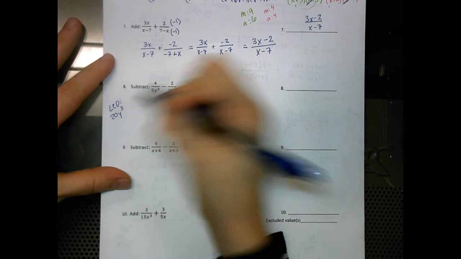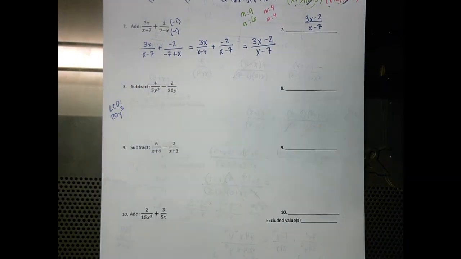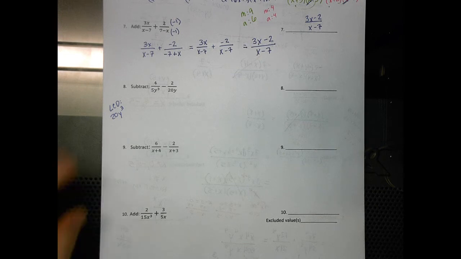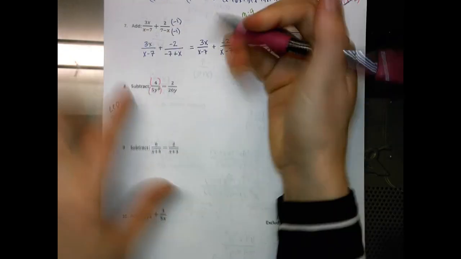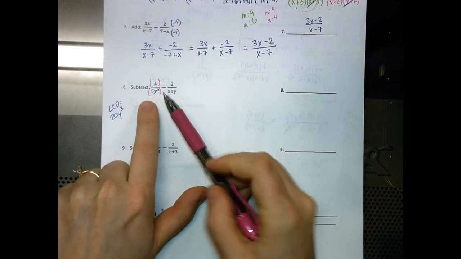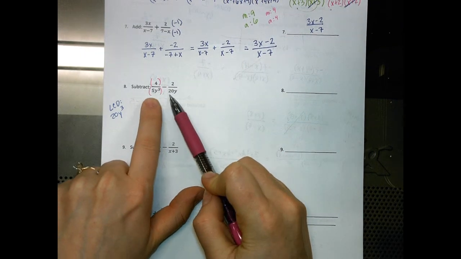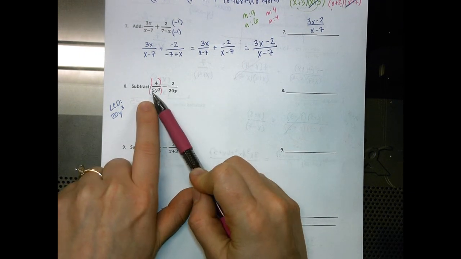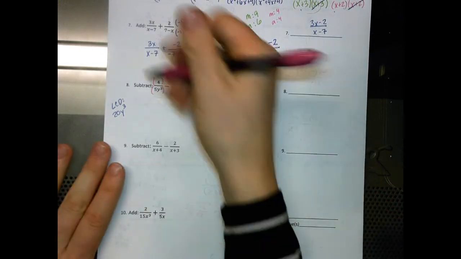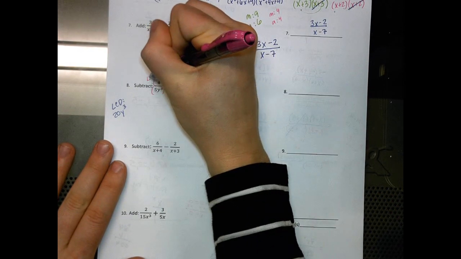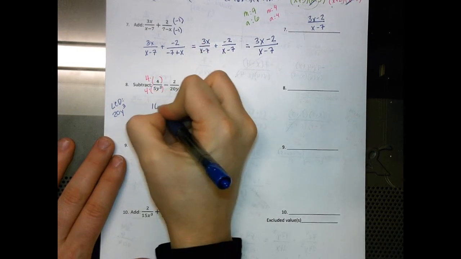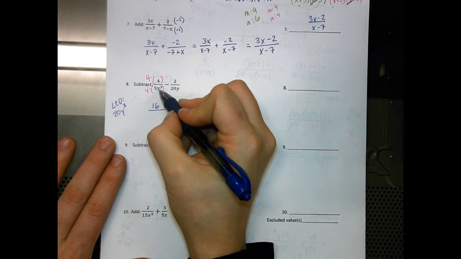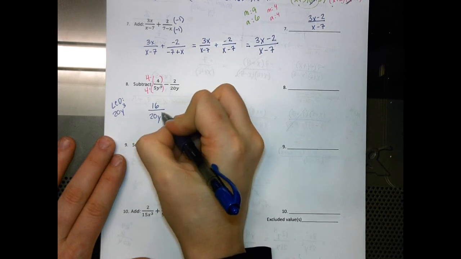So I look for the biggest number and I look for the biggest variable. I'm going to multiply the first fraction to get to 20y cubed. Or even just say I need to multiply the first fraction by something to get to 20 because we need to make it bigger. So what am I multiplying by? 4. Let's check that. 4 times 4 is 16. 4 times 5y cubed is 20y cubed.